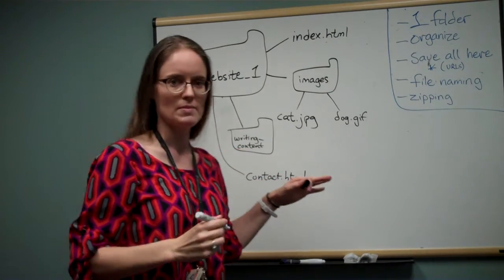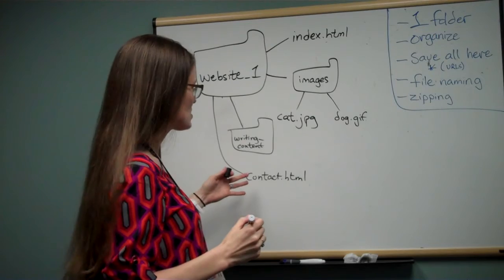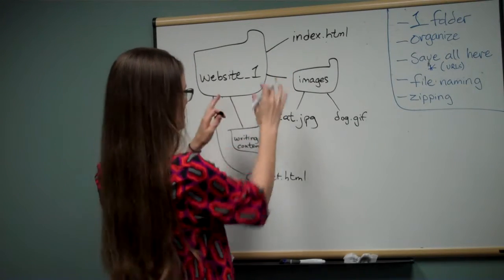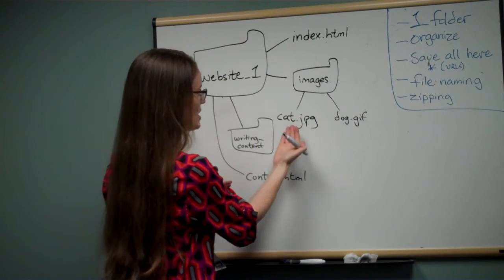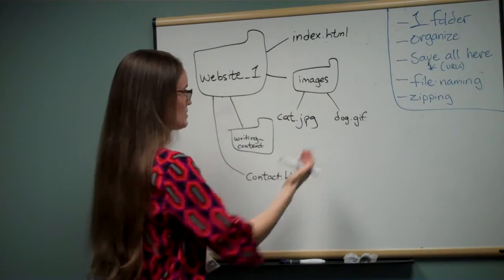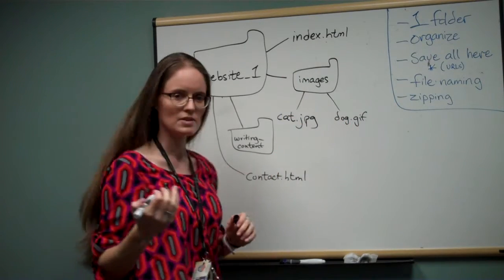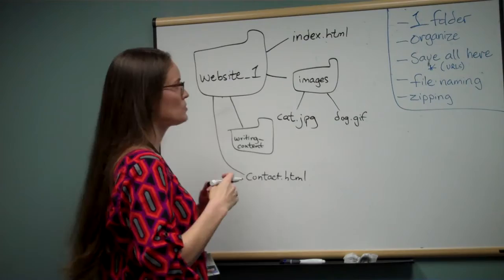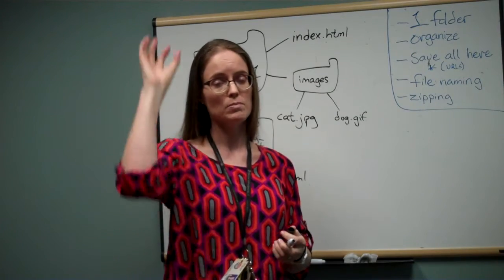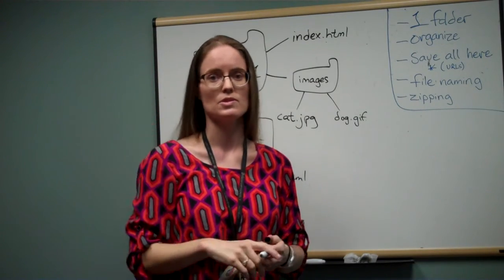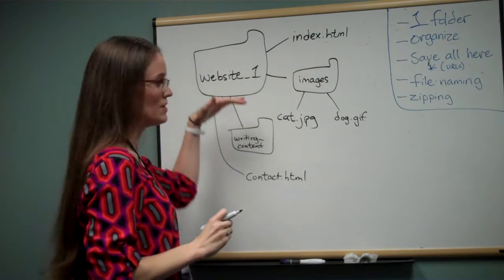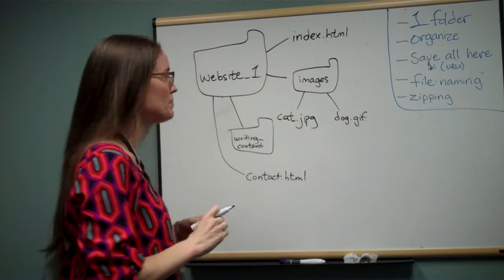So when you're done with your website, you've got a couple web pages inside of your site. Maybe they link to each other, they're related to each other. Maybe you have the cat image on your index page, maybe the dog GIF is on your contact page. When you're ready to transport it, either you're going to upload it to a server to actually publish this thing. It's very important at that point that it was in a folder.